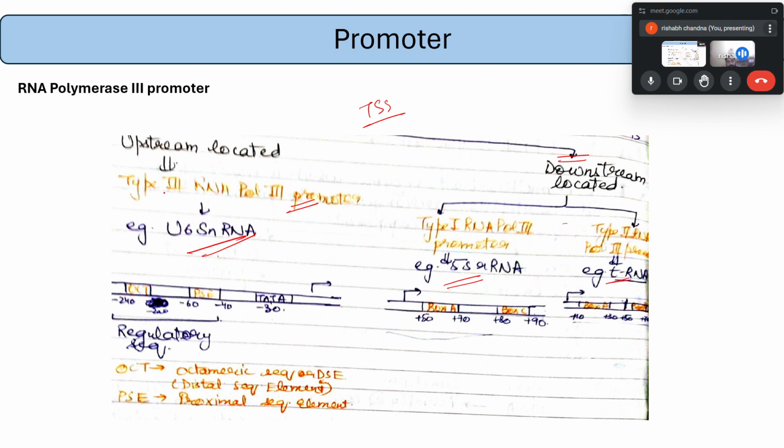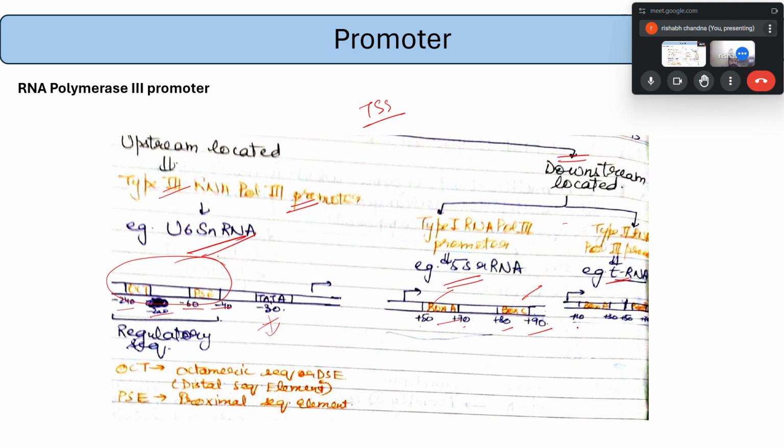Okay, in the type 3 case, which is upstream located, we have a normal TATA box at the -30 position. Then we have two more sequences, PSE and OCT. PSE is present between -60 and -40, and OCT is present between -240 and -200. OCT stands for octameric sequence or the DSE, distal sequence element, and PSE stands for proximal sequence element. These are basically regulatory sequences that help in binding of different activators, which increase the activity of the RNA polymerase. Then we have the type 1, which has box A and box C, ranging from +50 to +70 for box A, and box C is +80 to +90. These are downstream of the TSS. Then we have the type 2 RNA polymerase 3 promoter, in which we have box A and box B.